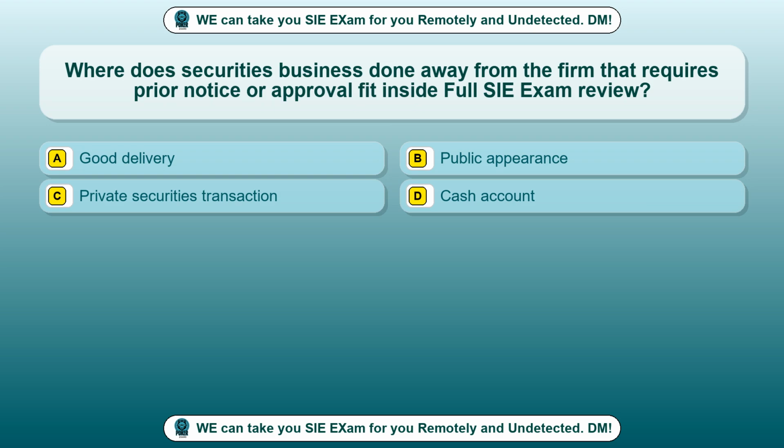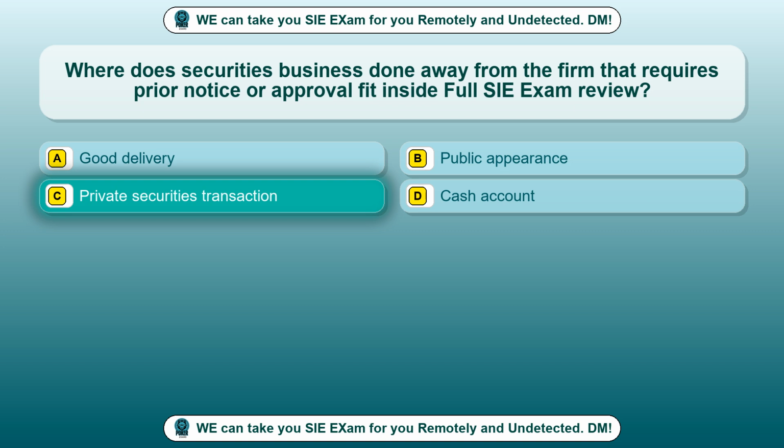Question 19. Where does securities business done away from the firm that requires prior notice or approval fit inside full SIE exam review? Option A, good delivery. Option B, public appearance. Option C, private securities transaction. Option D, cash account. The correct answer is option C, private securities transaction.